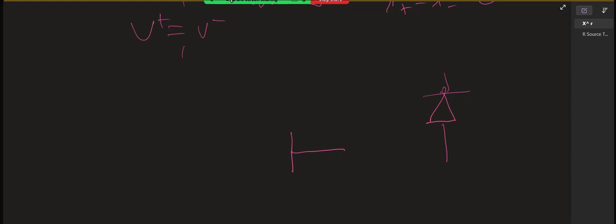Okay, which side is the cathode and which side is the anode? Anode is the positive one at the bottom. This one is the cathode. Oh, I'm sorry, you're right.